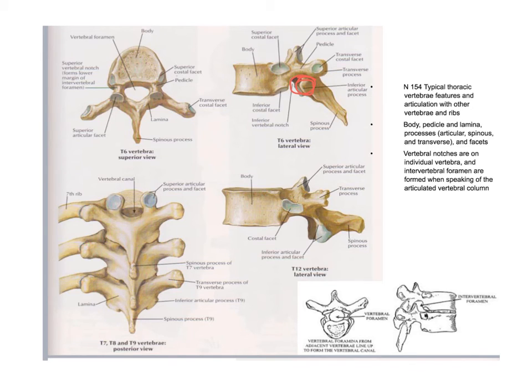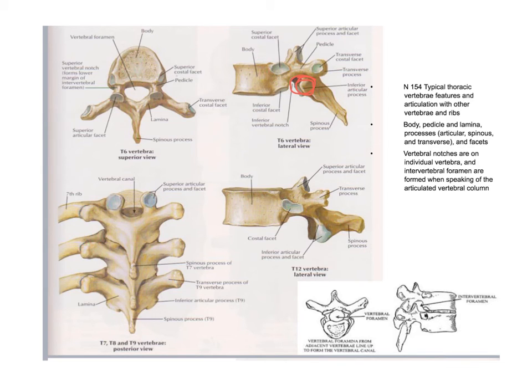When you have two or more vertebrae together, the notches become the intervertebral foramen. But when you have one alone, without one on top or one inferiorly, they are the inferior vertebral notch or superior vertebral notch. The one inferiorly and the one on top of the other are going to make the intervertebral foramen.